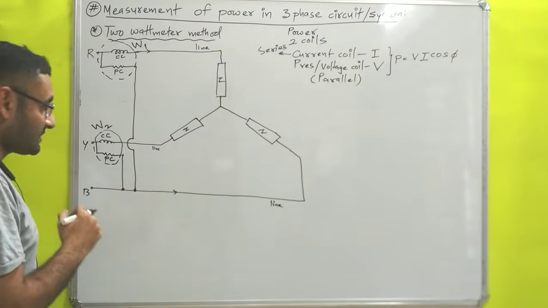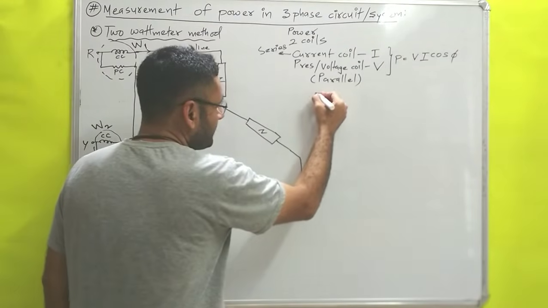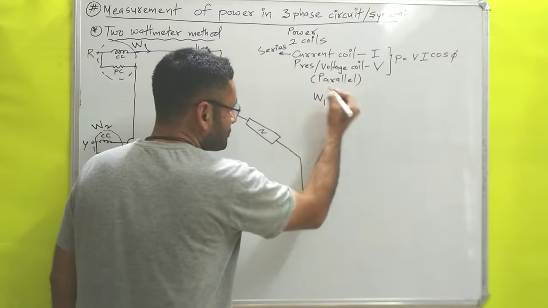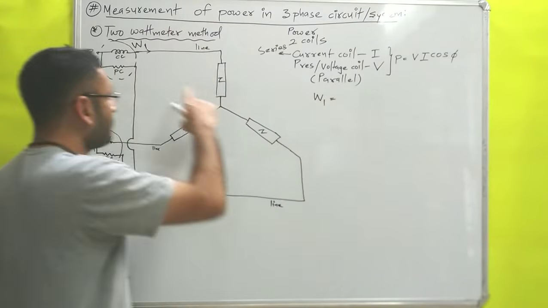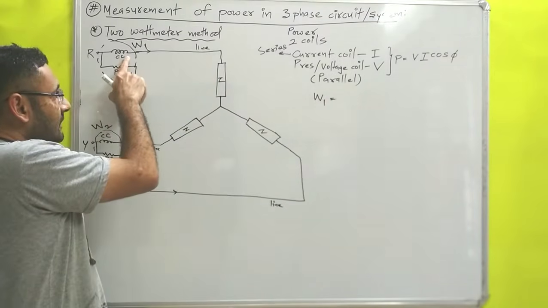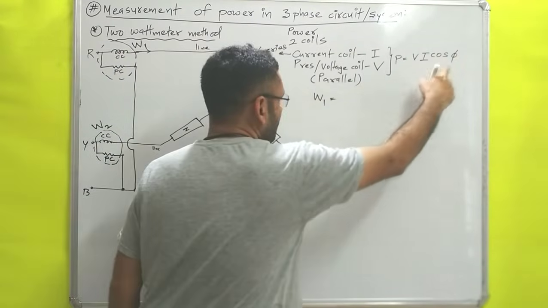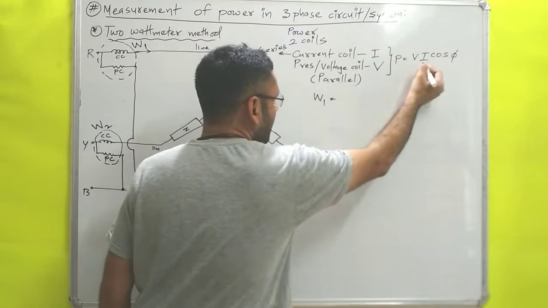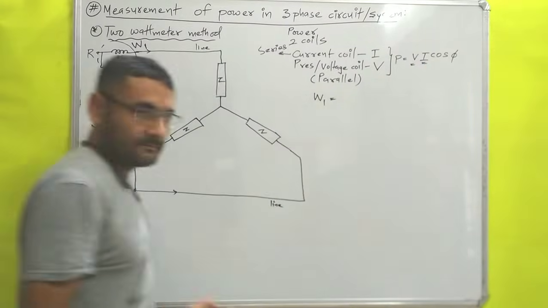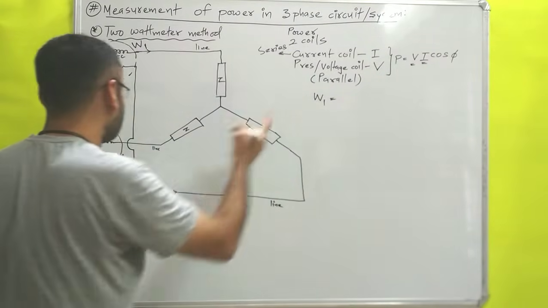So for that purpose, we will write over here that W1 is equal to what? The reading will be, one will measure current and one will measure voltage, so V into I cos phi. So V will be what and I will be what? That we have to find.